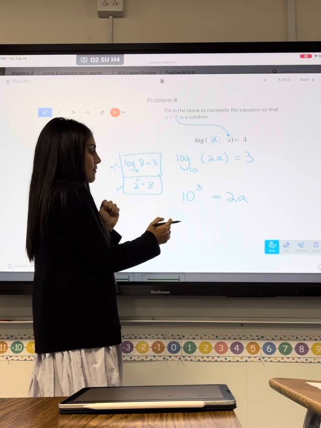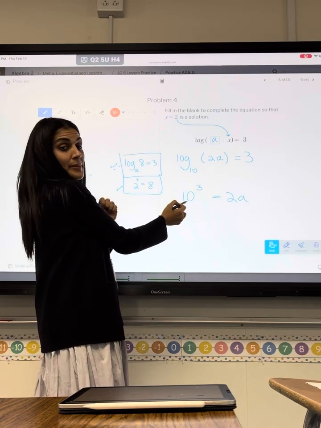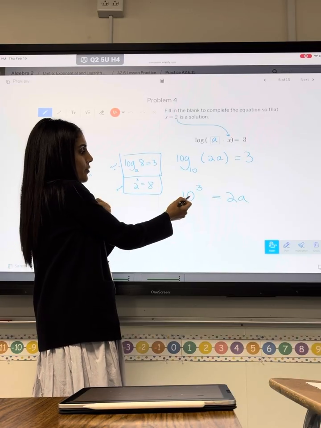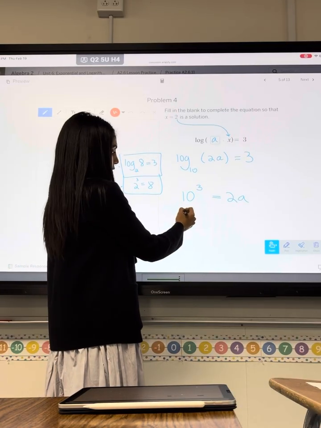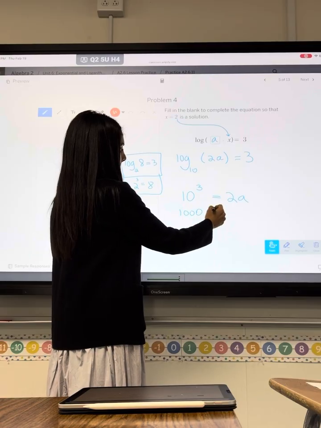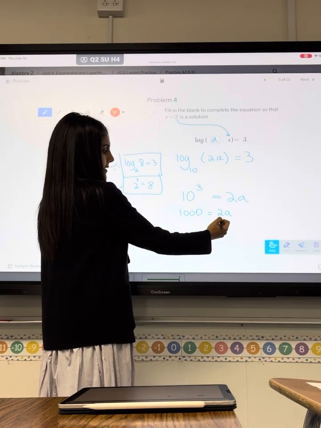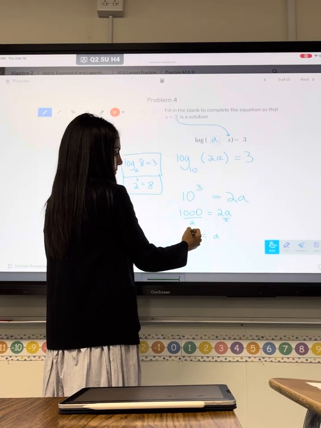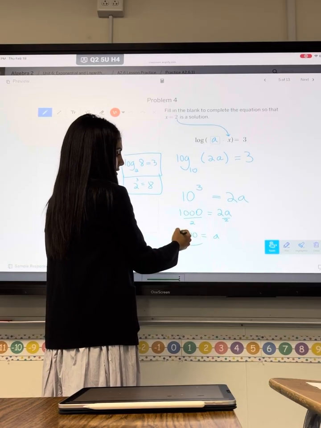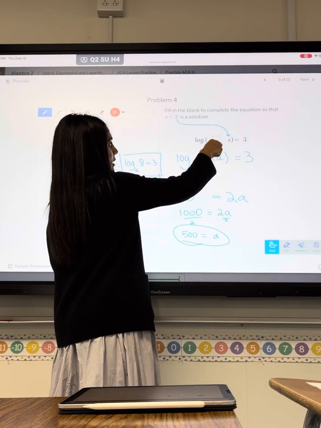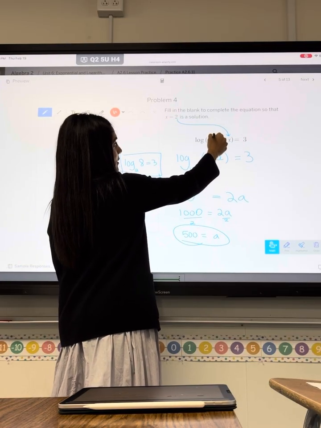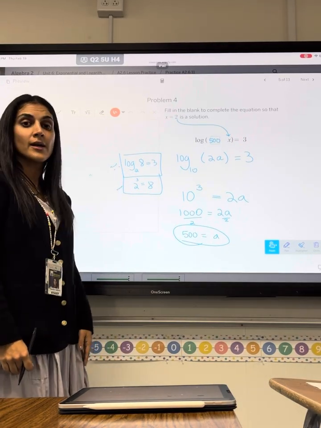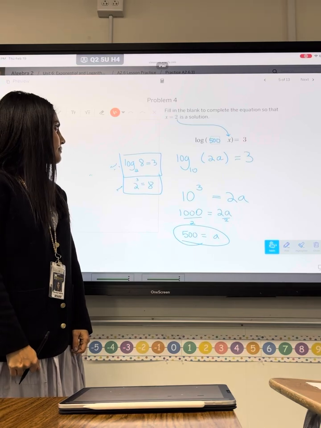Anywho, it also helps to remember the base stays the base. The base of the log will stay the base of the exponent. At this point, 10 to the third power, that's 1,000. So once I divide both sides by 2, I know that A has got to be 500. So up here, we wanted a 500 in the box in order to make 2 a solution. Okay.